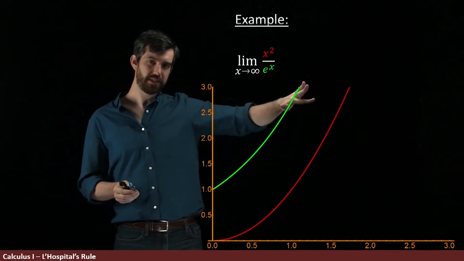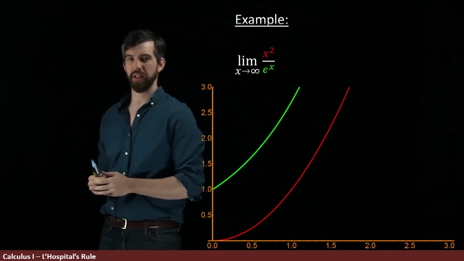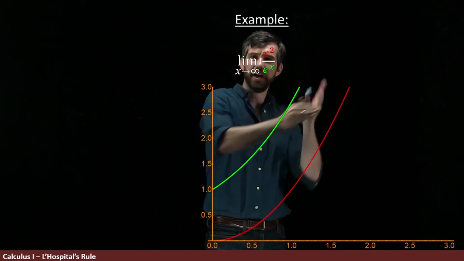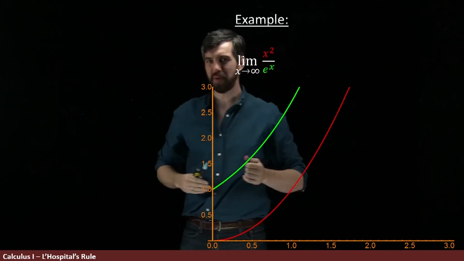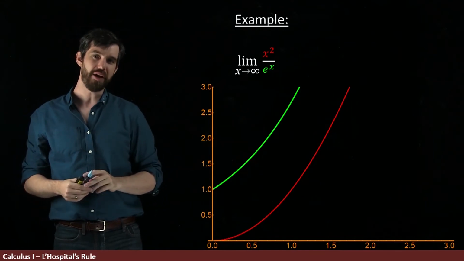This is the e to the x. This is the x squared. They're both sort of turning up towards infinity. Indeed, it's not completely obvious. Maybe it's the case that they cross at some point. Maybe it's that the e to the x always stays bigger. It's not immediately obvious, at least from this little portion of the graph.